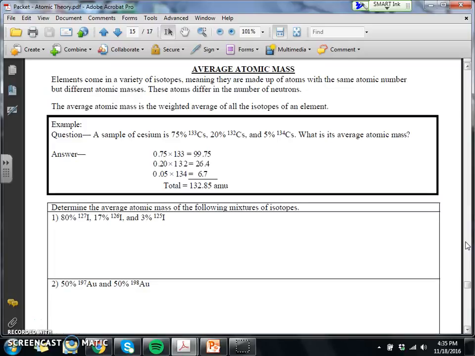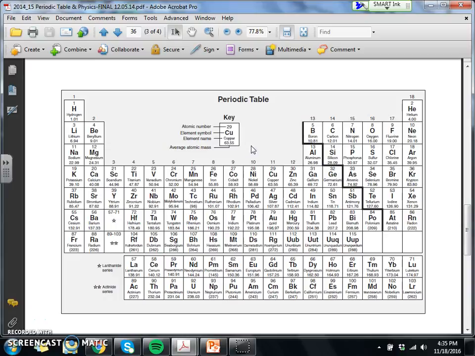Now we want to talk about average atomic mass. Average atomic mass is referring to the atomic mass that's at the bottom of our periodic table. We know if we look at the bottom number right here that it's referring to the atomic mass. But have you ever wondered how we can have decimal places?